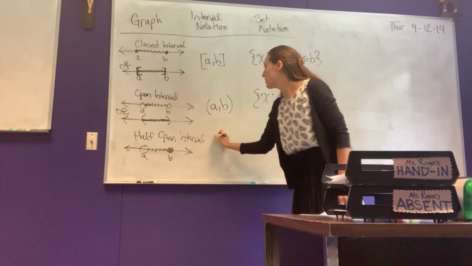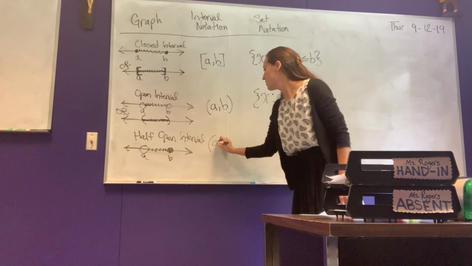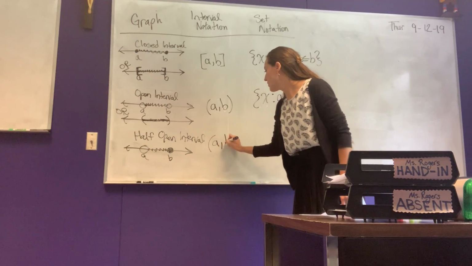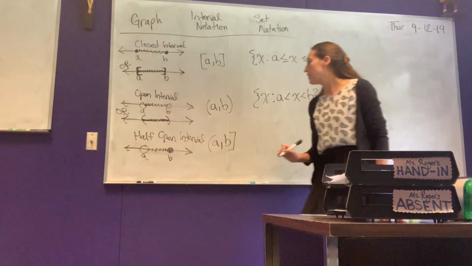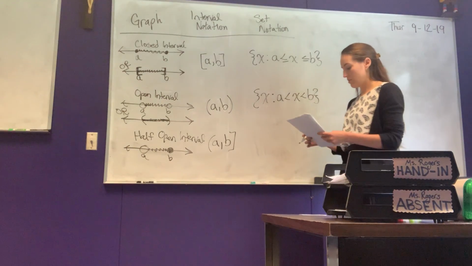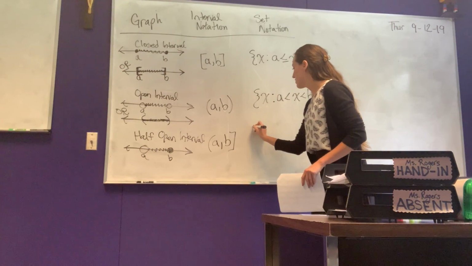I disagree with Hammond. I think it would be parenthesis A, comma. Okay, I wrote it the opposite way. That's okay, we're all learning. It's correct on the board. Parenthesis A, comma B, bracket. We're not laughing, we're all just learning.